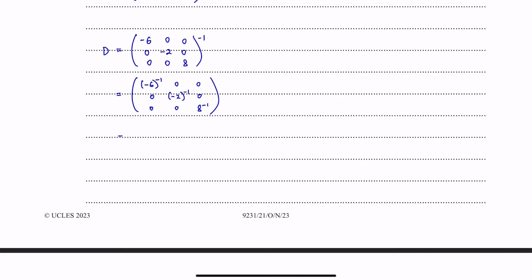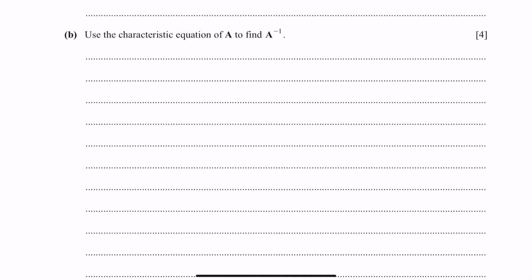Okay, now we can find that D is -1/6, 0, 0, 0, -1/2, 0. Sorry, this is -1/6, yeah? And the last row will be 0, 0, 1/8. This would be our diagonal matrix. Now we need to use the characteristic equation of A to find the inverse of A. So how do we find the characteristic equation? Basically, we use the eigenvalues. So we take lambda plus 6, lambda plus 2, and lambda minus 8.